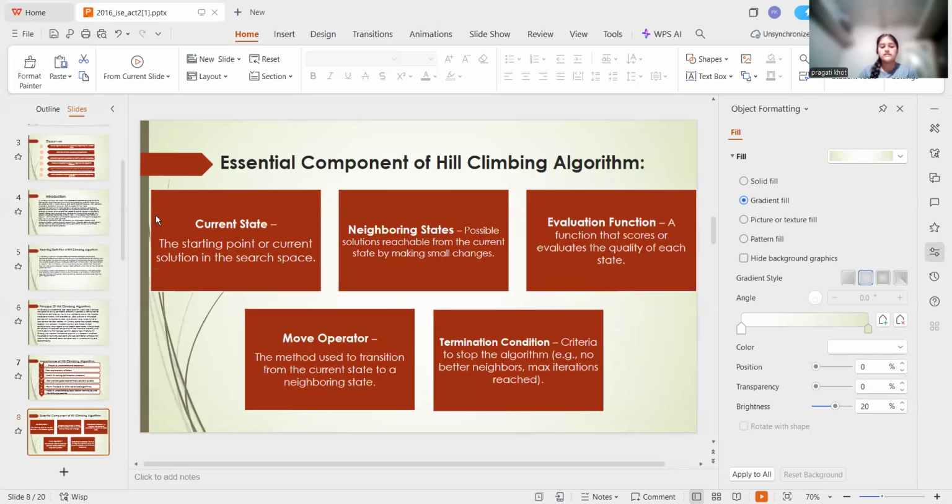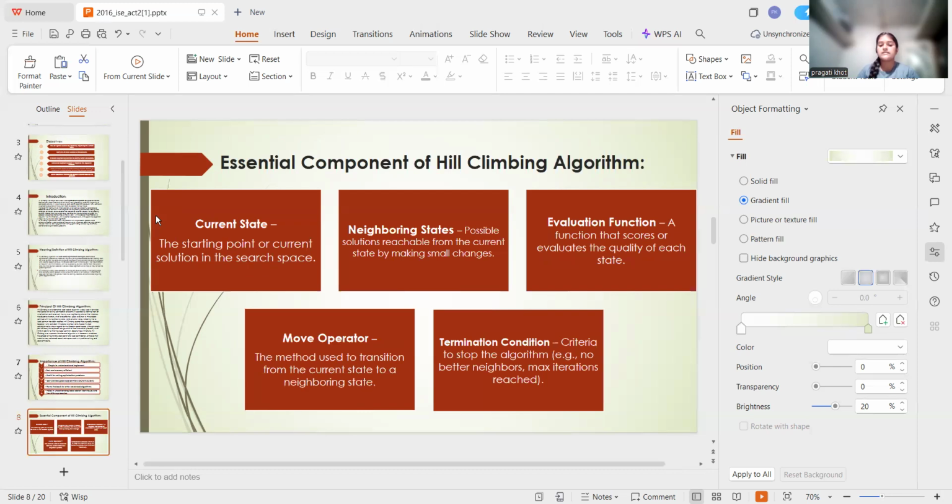The next slide is the essential components of the hill climbing algorithm. First is the current state. Second is the neighboring state. Third is the evaluation function. Fourth is the move operator. Fifth is the termination condition. So the first one, current state: the current state is an initial solution, the starting or current solution in a search.